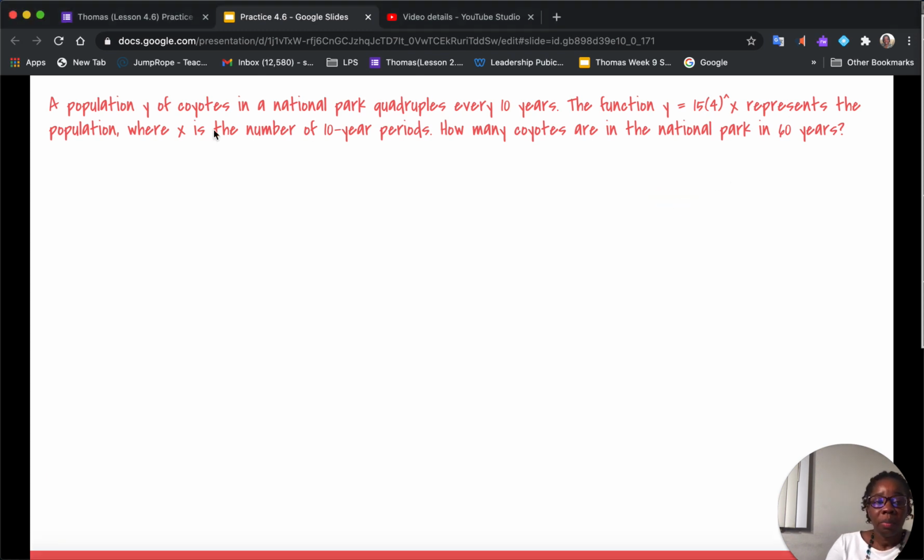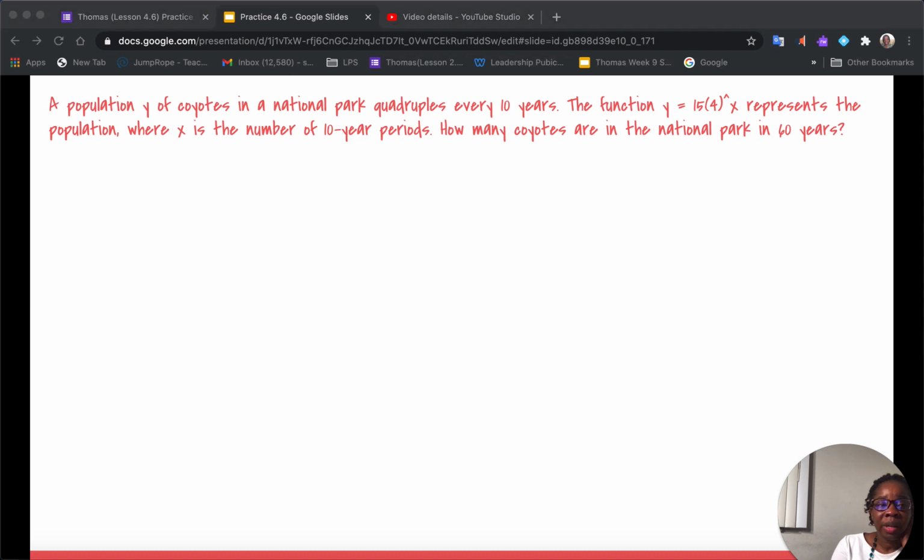So when I try to solve these problems, when it's contextual, I always annotate important information. The first piece of important information is the population quadruples every 10 years. And immediately that speaks to me. Quadruples, I know quad means 4, so it's multiplying by 4. That is going to be my growth factor.